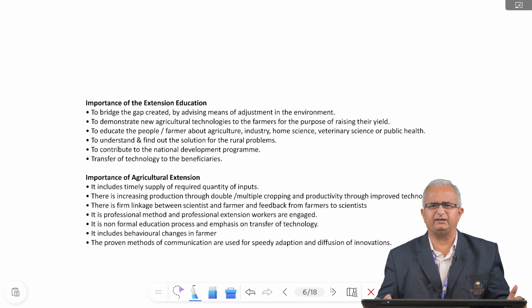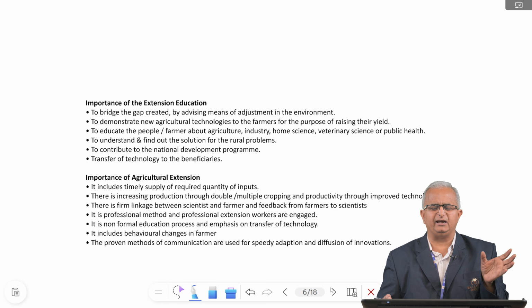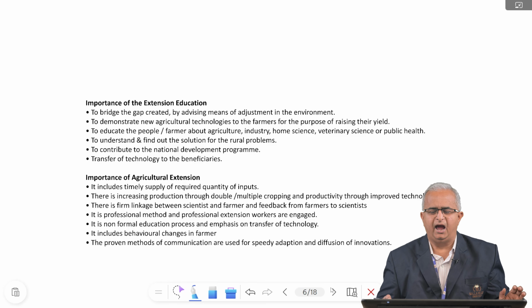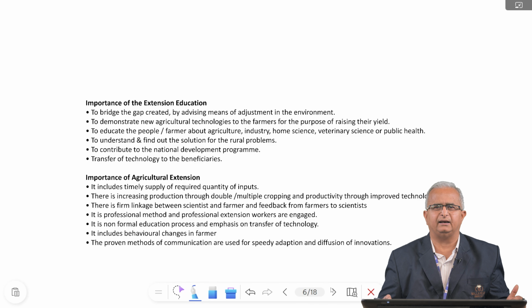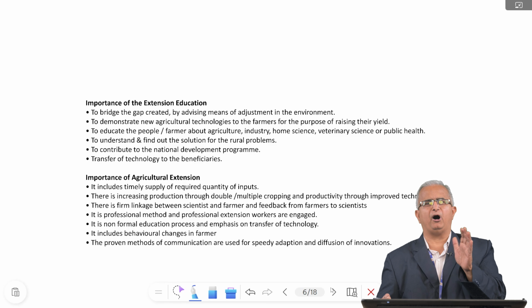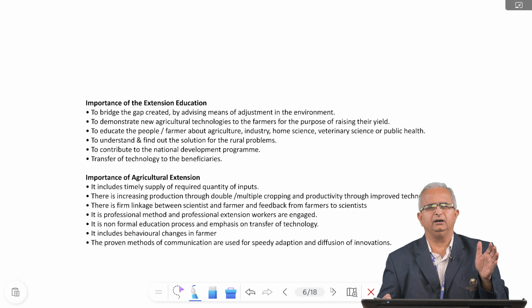The importance of agricultural extension includes timely supply of inputs, increasing production and improving productivity. And there are firm linkages between the scientists and the farmers, taking feedback from the farmers and giving that to the scientists. It is the subject matter of extension education. It is a non-formal education. There are different types of education: formal education and non-formal education.